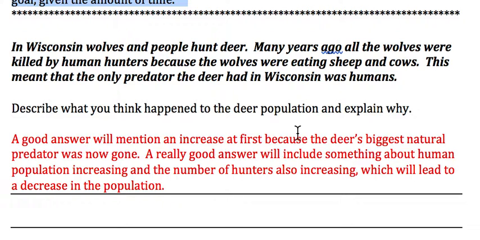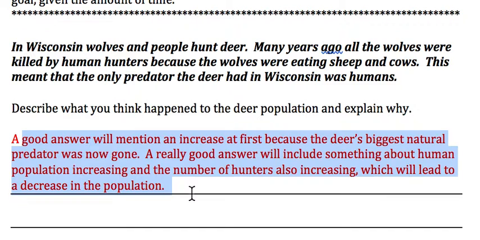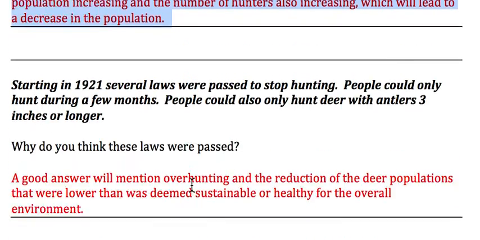So examples of this, right? In Wisconsin, wolves and people hunt deer. Many years ago, all the wolves were killed by human hunters because the wolves were eating sheep and cows. This meant that the only predator the deer had in Wisconsin was humans. Describe what you think happened to the deer population and explain why. Again, this is this idea of competition, adaptation, and how things interact in an ecosystem. A good answer would include these ideas.